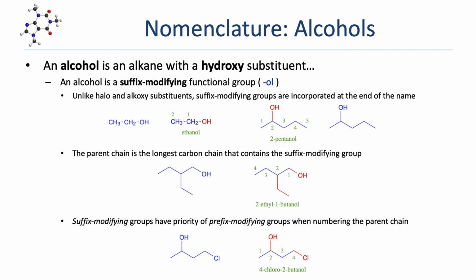When you have suffix modifying groups like alcohols, you have to give them priority in numbering over all the prefix type groups. Now, don't just start on the carbon that bears the OH. Remember, you still have to start your numbering on the ends of the chain. It's just that in this case, we would get to the alcohol more quickly by starting on the left. Even though that puts the chlorine on 4, it gives the alcohol the lower number 2, rather than the 3 we would have gotten by starting our numbering on the right.